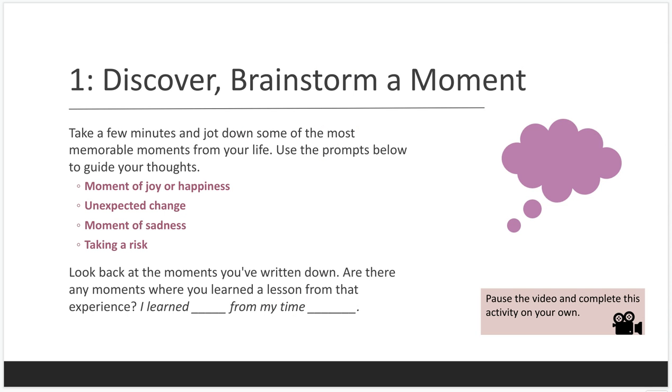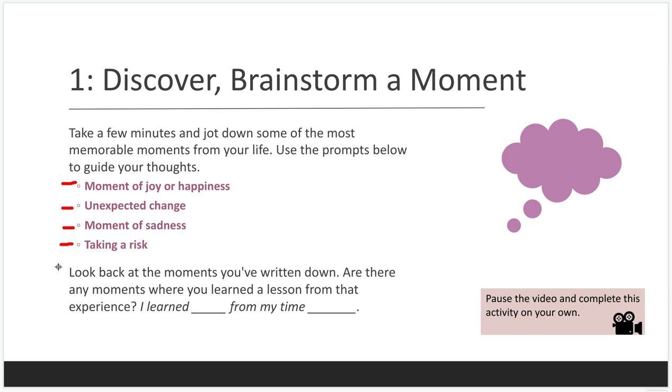All right, step 1, discover. What I want you to do is take one of the methods from chapter 15 that we read last week, which covered like journaling, brainstorming, mind mapping, the journalist questions. Take one of those and then kind of use these ideas to help you come up with some moments from your life that might work for this essay. So there might be a moment of joy or happiness, an unexpected change, maybe a moment of sadness, or maybe a time when you took a risk.